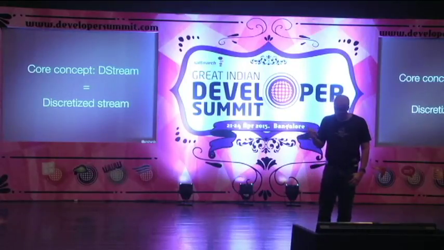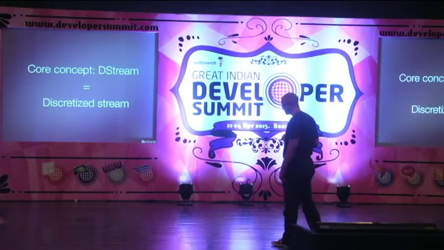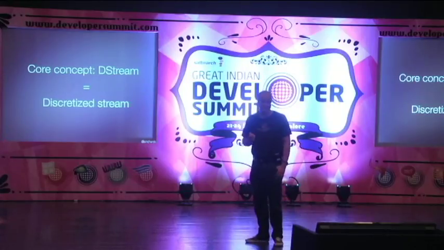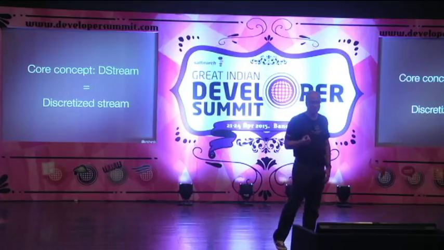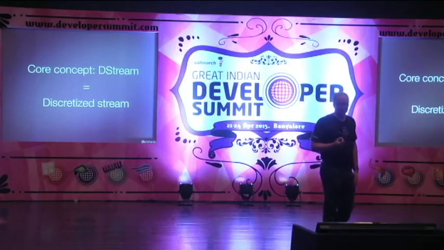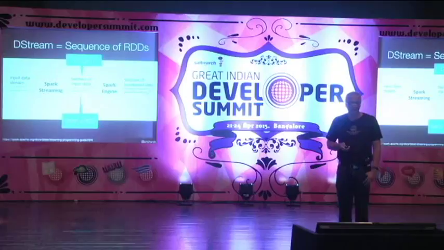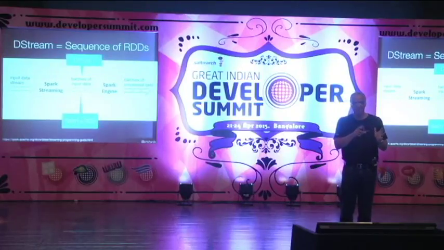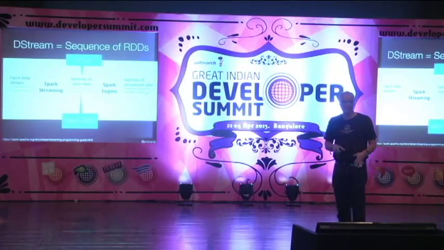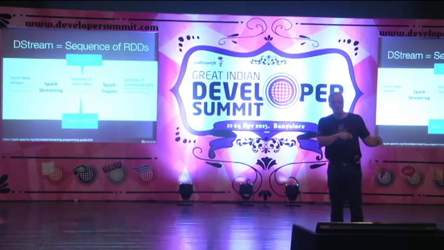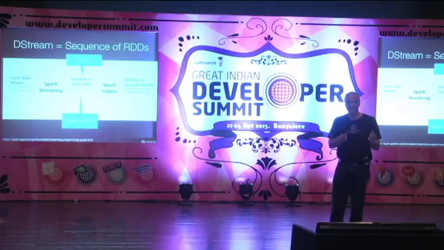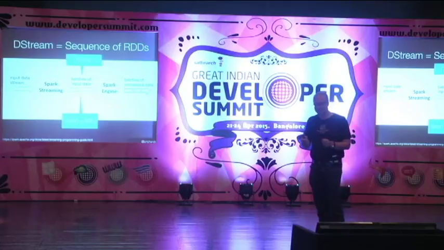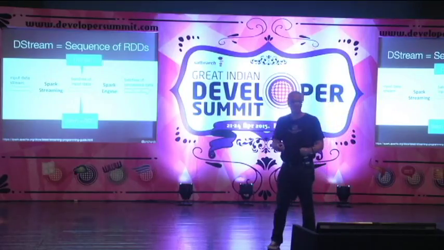And the core concept in Spark Streaming is what's called a D-stream, or a discretized stream. What a D-stream actually is, is that Spark Streaming takes the stream of input data and chops it up into little batches. So every second it could generate a new batch of data, and the actual batches are RDDs.